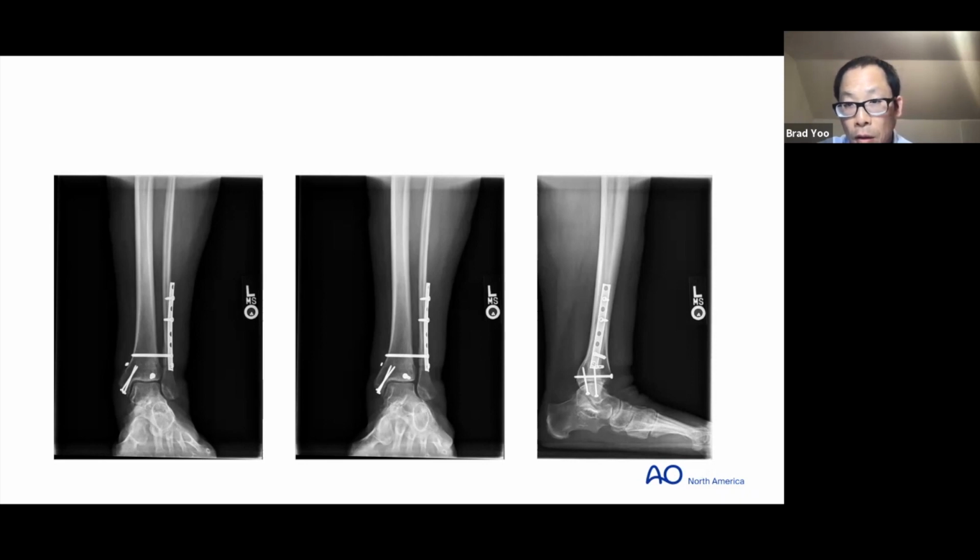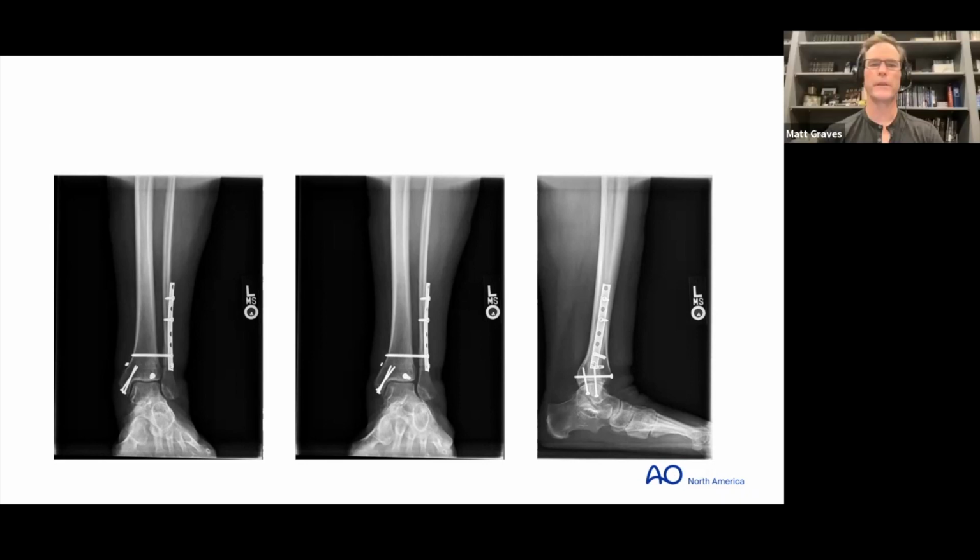Tim, there was one about when do you remove the T-plate, if ever, when you use it for stabilization of the syndesmosis? On revision syndesmosis stuff, I just don't remove it. They beat me once, or they beat whoever once, not going to beat me again. So I leave the T-plate in. Got it.